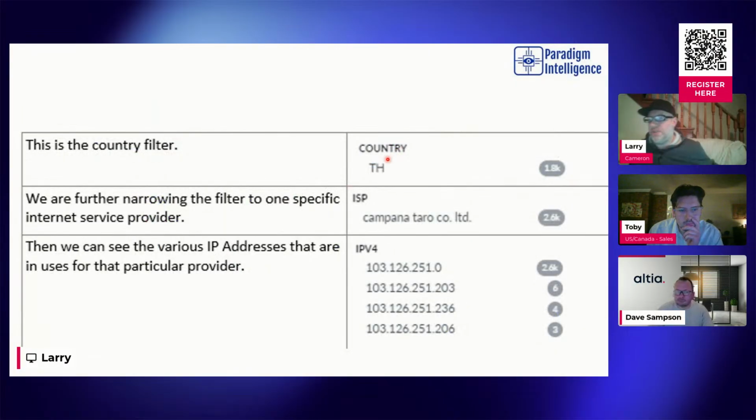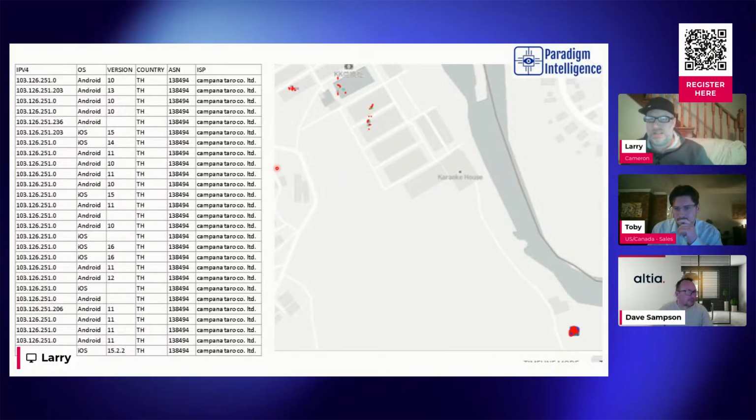And again, use the country filter. This one I was targeting a certain internet service provider, so I did a deeper analysis on this specific provider. Thailand, Campana, Taro Co. Limited, these 3 IP addresses, and one's more of a generic .0. I continue on. I see all these devices. There's Android, there's iOS. Here's the reverse lookup for the DNS. Here's the ASN. Here's the country code, the version of the device, and the IP address. So you're able to see a lot based on this data.